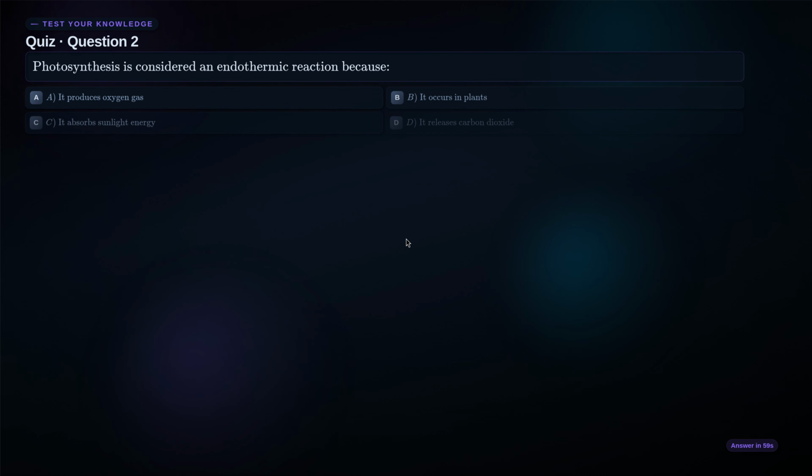Quiz question 2. Photosynthesis is considered an endothermic reaction because: Option A, it produces oxygen gas. Option B, it occurs in plants. Option C, it absorbs sunlight energy. Option D, it releases carbon dioxide.